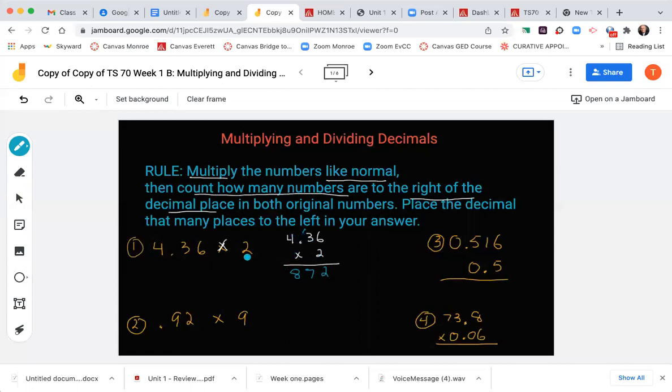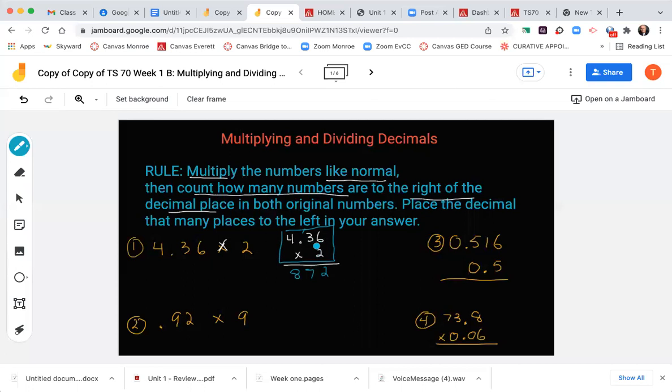In my rule, I said, count how many decimal places there are to the right of the decimal point in both numbers. So here's what I mean. Here are the two numbers. There's 2 and there's 4.36. Those are the two numbers right here. How many total numbers are there to the right of the decimal point? You'll see there's 2 in 4.36 and there's none in 2, right?